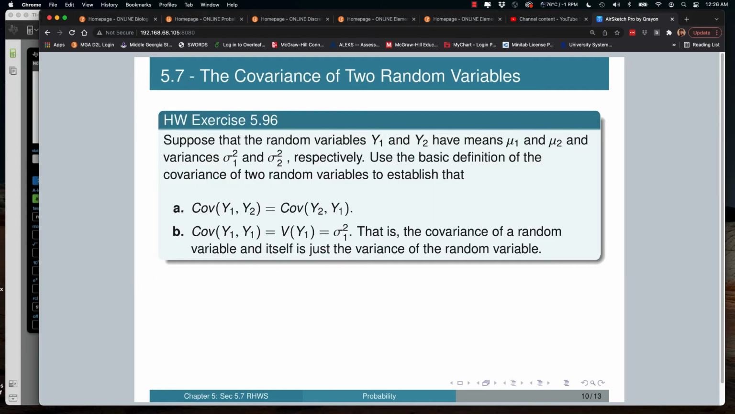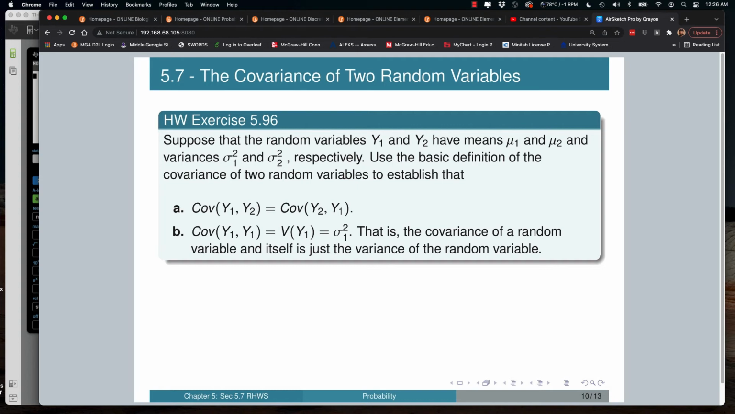All right, so the next one is 5.96, and it says suppose that the random variables y sub 1 and y sub 2 have means mu sub 1 and mu sub 2, and variances sigma sub 1 squared, wow, that's a mouthful, and sigma sub 2 squared, respectively. Use the basic definition of the covariance of two random variables to establish the following. A, that the covariance of y sub 1 and y sub 2 is equal to the reverse of that, the covariance of y sub 2 and y sub 1.